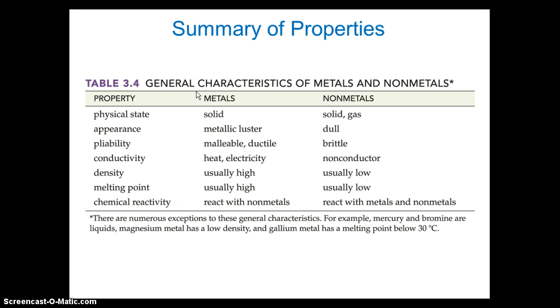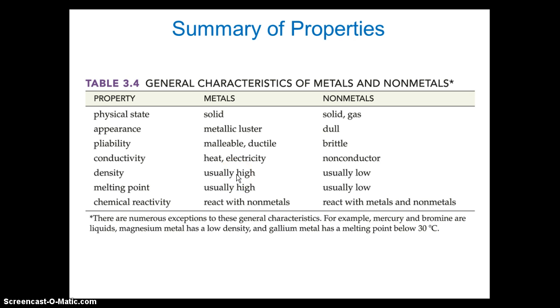Here is a summary of the properties of metals and non-metals. For physical state, most of the metals are solid except mercury. Non-metals are in the solid phase and gaseous state. For appearance, metals have metallic luster, while non-metals are dull. For pliability, metals are malleable and ductile, while non-metals are brittle. In terms of conductivity, metals are good conductors of heat and electricity, and non-metals are not.